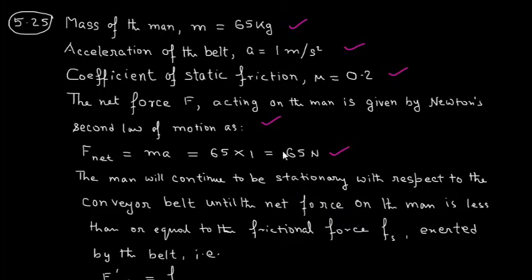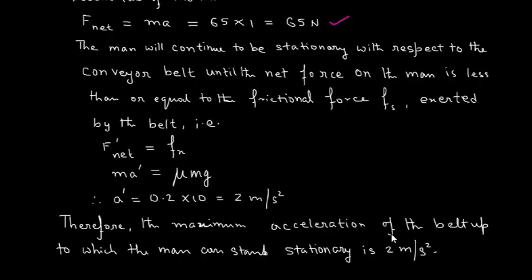The man will continue to be stationary with respect to the conveyor belt until the net force on the man is less than or equal to the frictional force F exerted by the belt, that is, F net is equal to F.